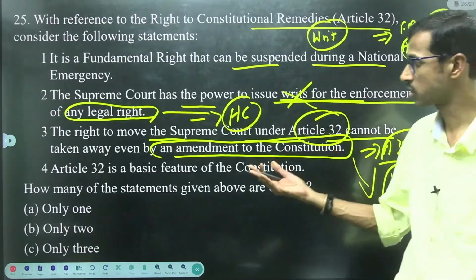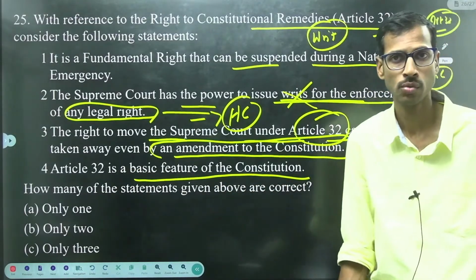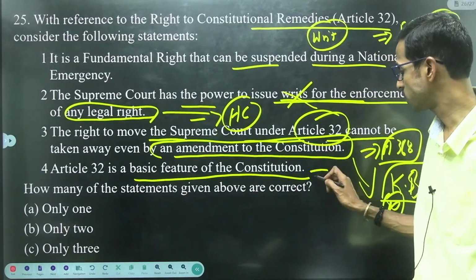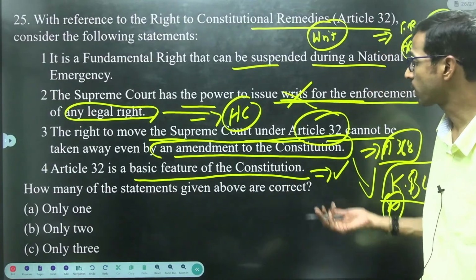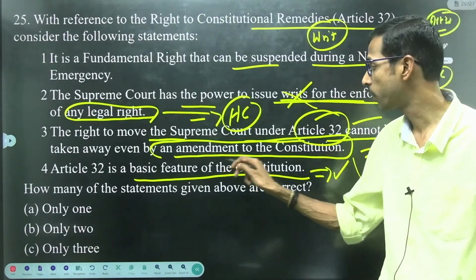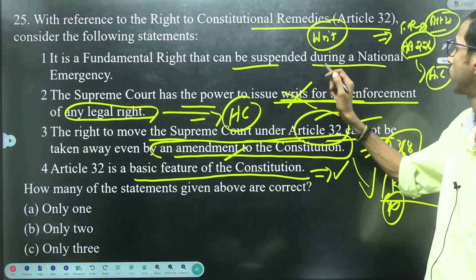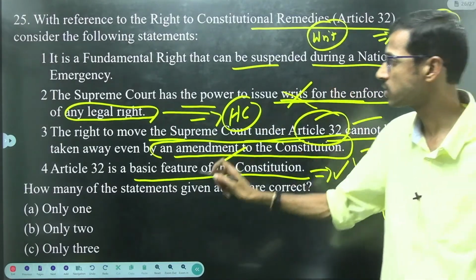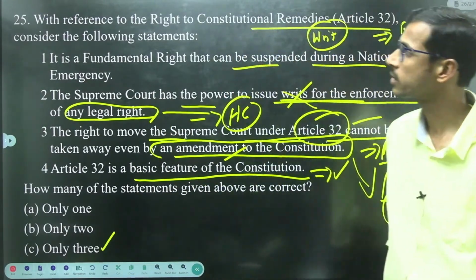So we have some provisions here. Article 32 is a basic feature of the Constitution, a fundamental feature of the Constitution. So the right to move the Supreme Court under Article 32 cannot be taken away even by an amendment to the Constitution, right? So the second statement is not correct. So 1, 2, 3 means only 3 statements are correct here.